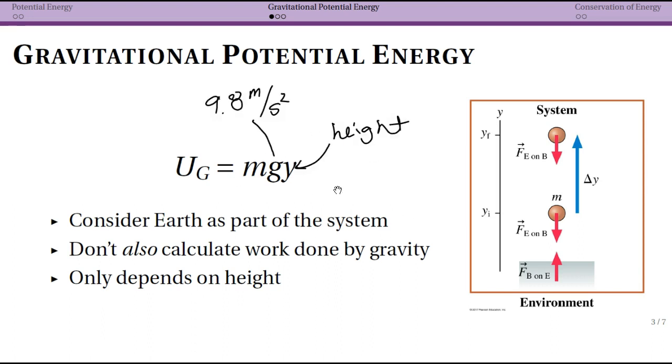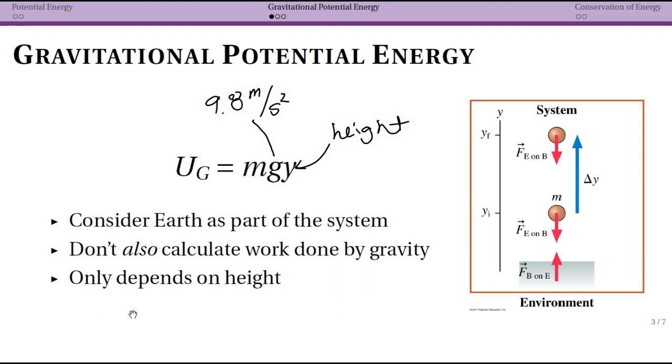Note that if we want to consider gravitational potential energy, our system now actually includes the Earth, or at least enough of the Earth to have gravitational potential energy. So we consider this interaction, the gravitational interaction between our object and the Earth, to now be a form of energy itself. This is going to be in place of calculating the work done by gravity. I think it can be very confusing to talk about the work done by gravity and get the signs correct, so instead you can just talk about potential energy.